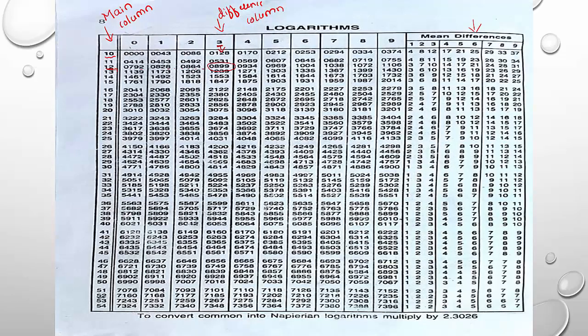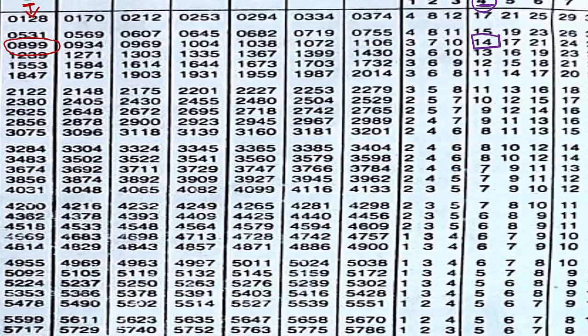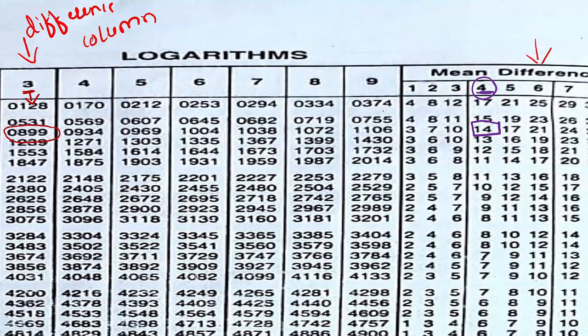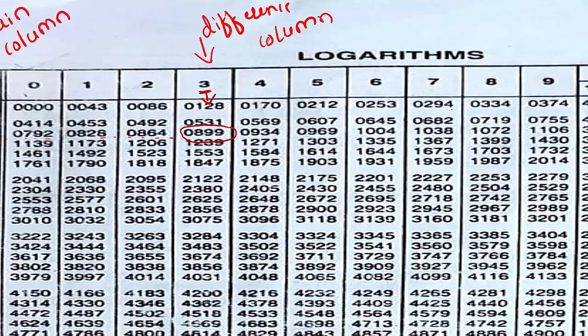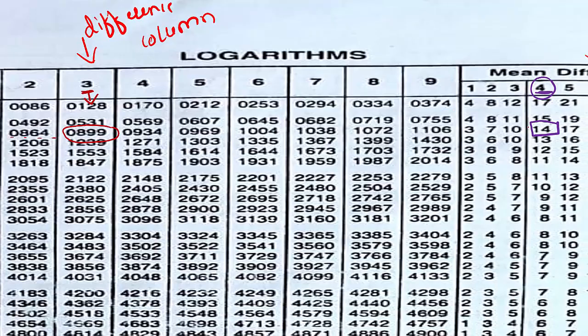Now again we can go to the log table. 12 at 4: the 4 we have to observe from the mean difference. Here is the mean difference. This is the number 4. So this number 4 at 12, here we can get the number 14. So at 12 we get the number 14.